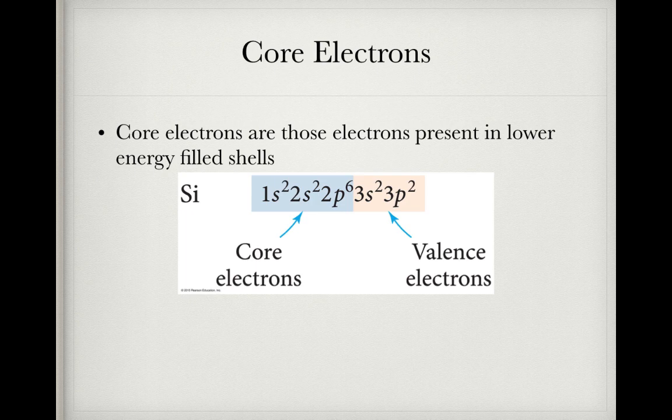If we look at something like silicon here, we've got our core electrons on the inner ones, the n equals 1 and n equals 2 shells, and then our valence electrons are in the outermost shell. We've got 3s2, 3p2, and so we actually have 4 valence electrons in silicon.